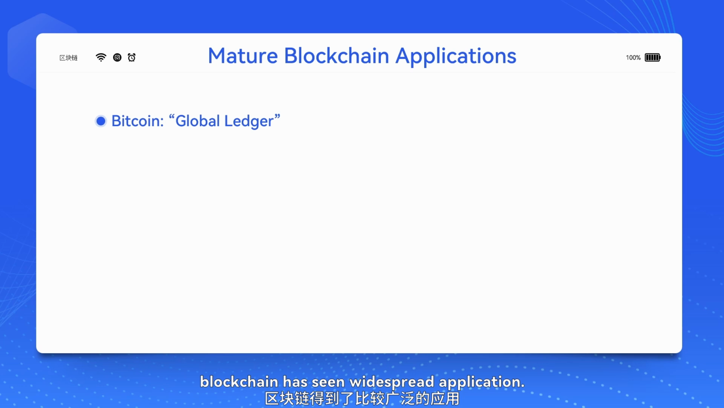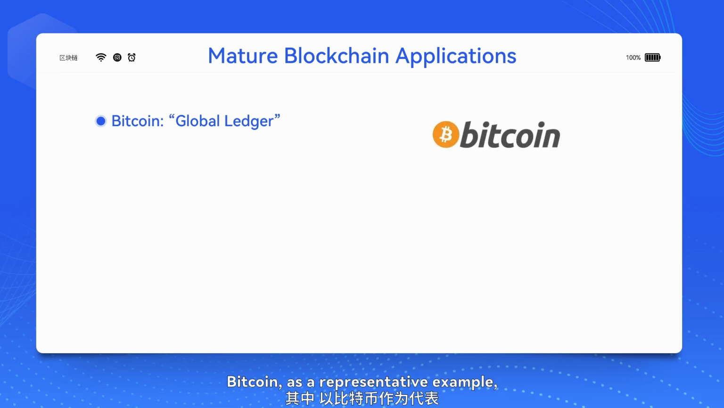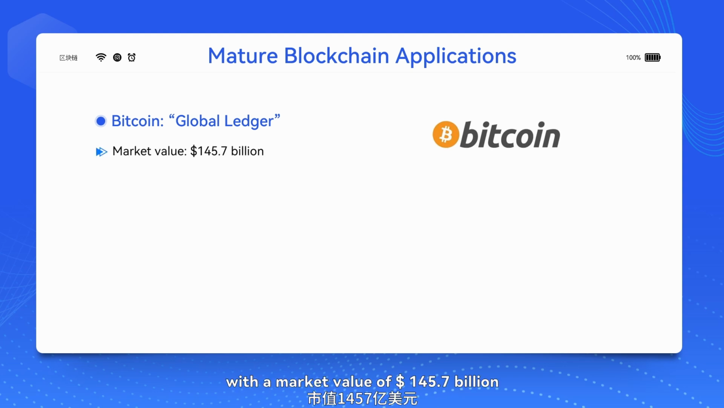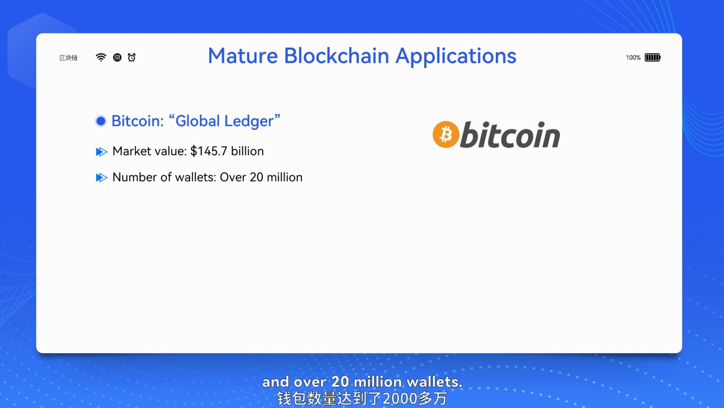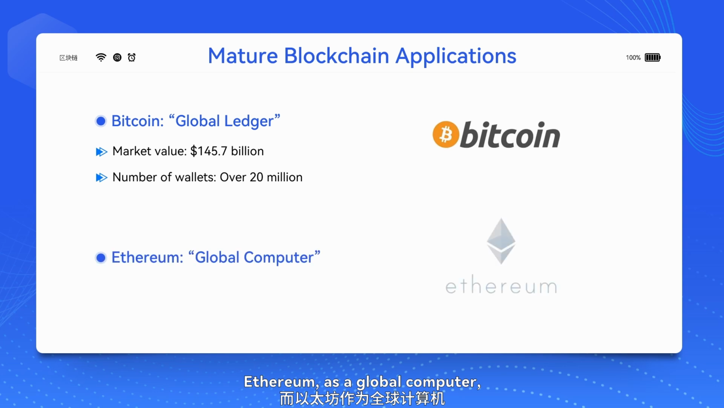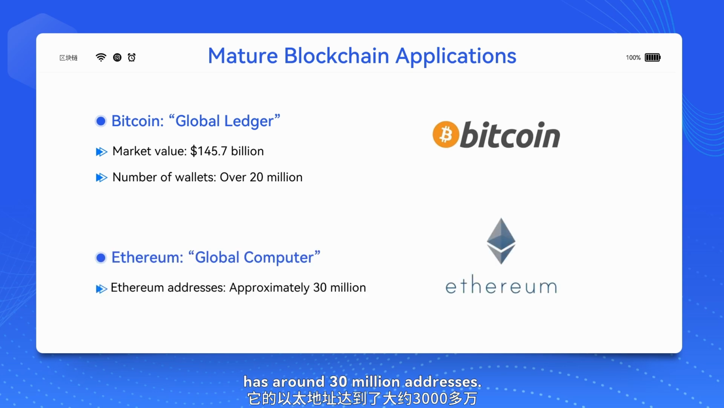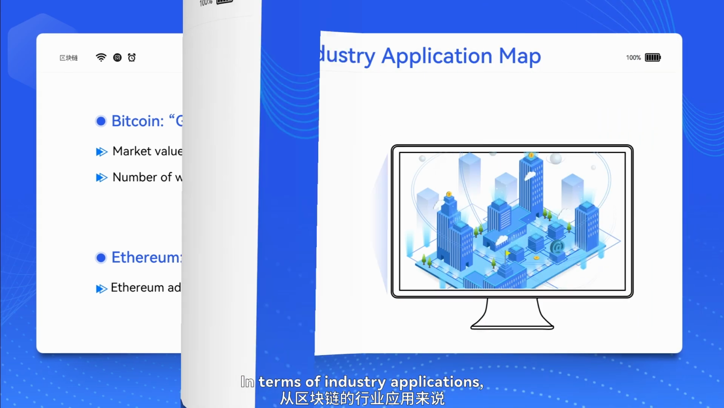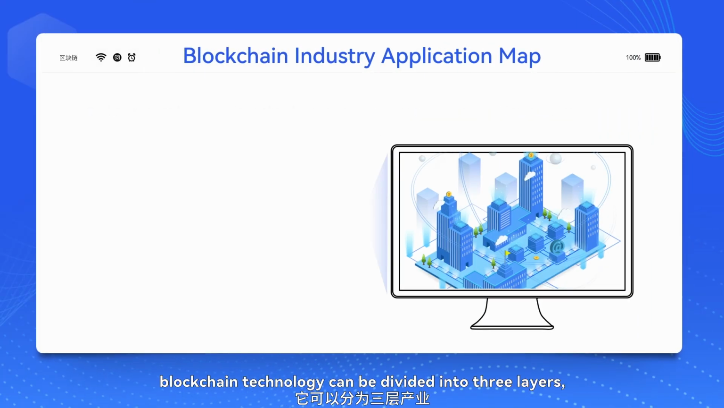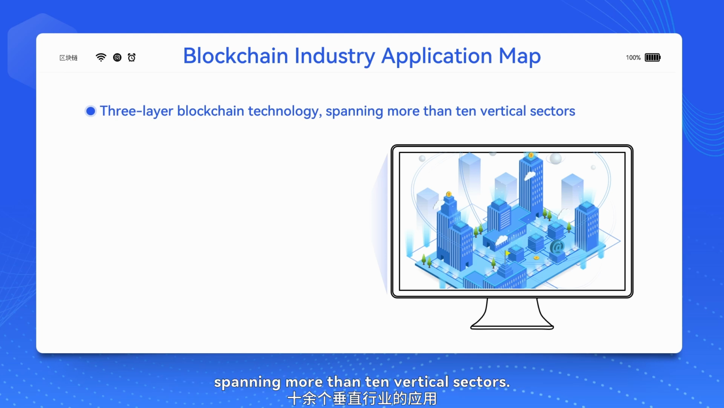Globally, blockchain has seen widespread application. Bitcoin, as a representative example, has a global ledger with a market value of $145.7 billion and over 20 million wallets. Ethereum, as a global computer, has around 30 million addresses. In terms of industry applications, blockchain technology can be divided into 3 layers, spanning more than 10 vertical sectors.